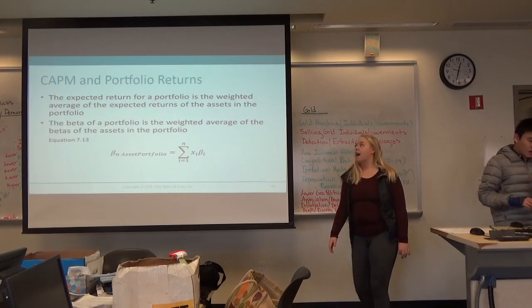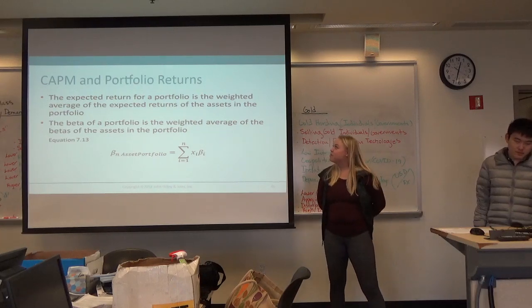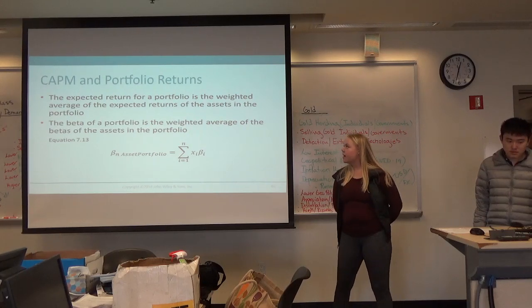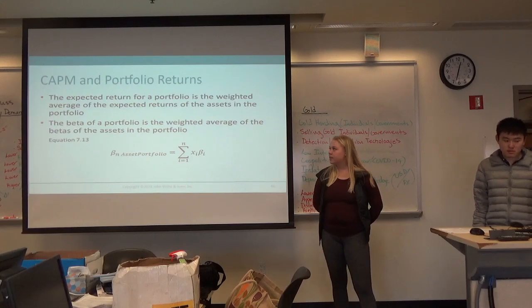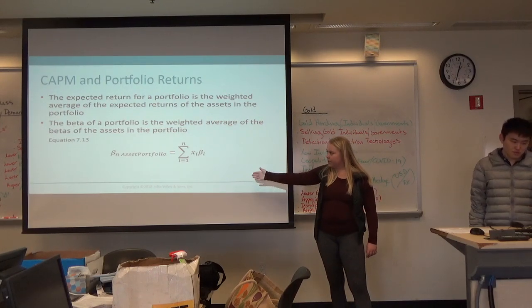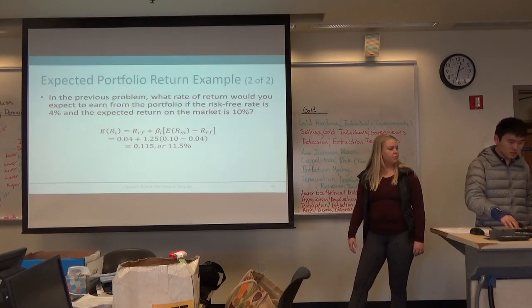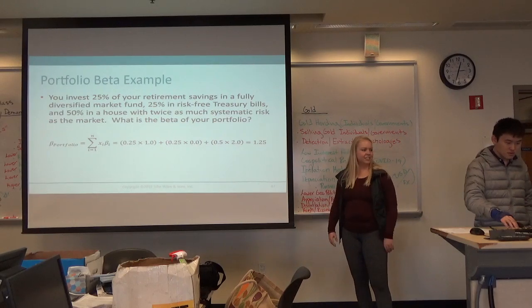So the capital asset pricing model and portfolio returns. The expected return for a portfolio is the weighted average of the expected returns of the assets in the portfolio. The beta of a portfolio is the weighted average of the betas of the assets in the portfolio. So we can see that here represented in this equation. An example using beta would be that. That's in our homework, I believe.